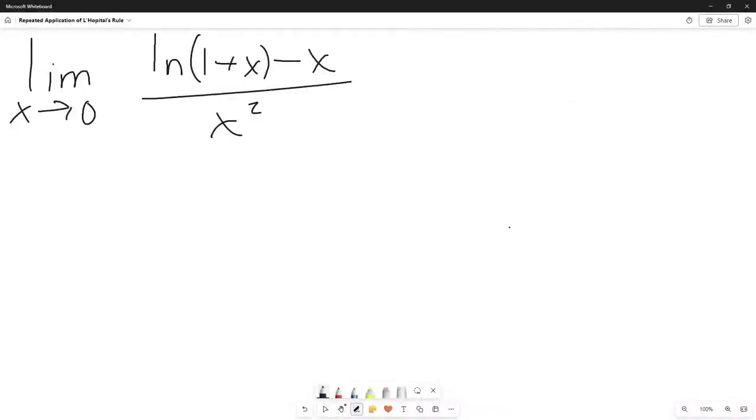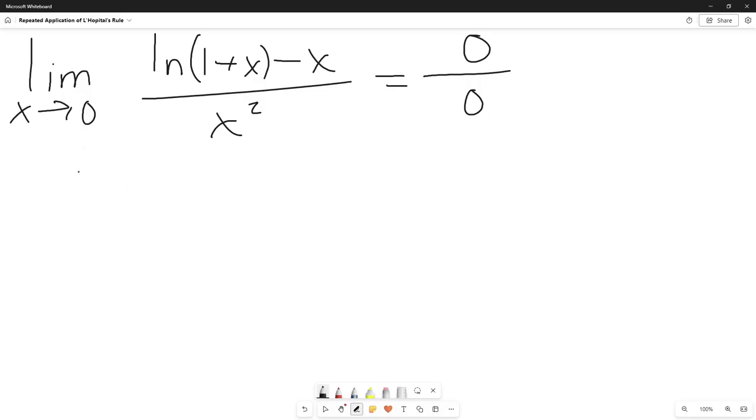Now let's do another example. Let's say we have the limit as x approaches 0 of ln of 1 plus x minus x all over x squared. And first let's try direct substitution. Let's insert 0 for x, and we get 0 minus 0, which is 0, over 0, which is indeterminate, which means we should use L'Hopital's rule.